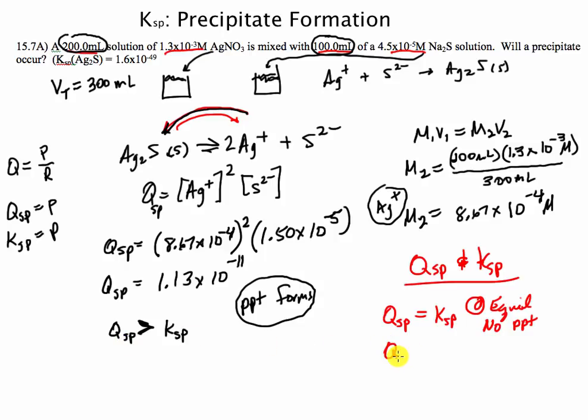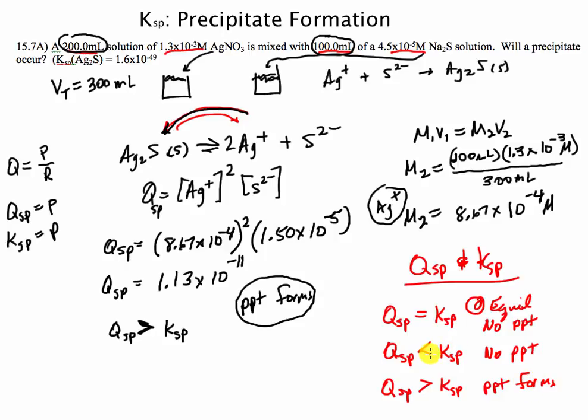If Qsp is less than Ksp, I don't have enough products yet. If I don't have enough ions in solution, then it has to produce more ions and it will not form a solid. So no precipitate forms. The only time a precipitate forms is if Qsp is greater than my Ksp. Then I have a precipitate forming.